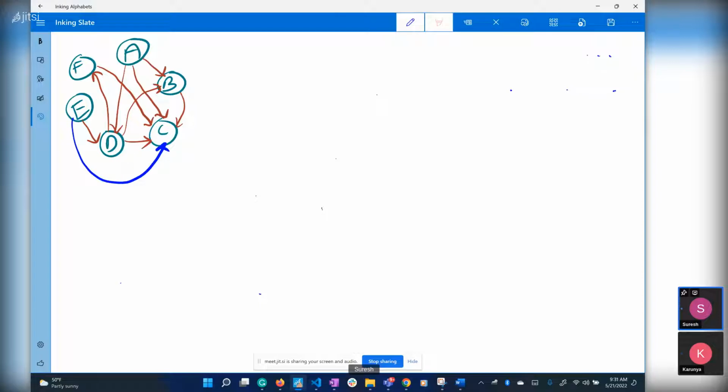Now C is the celebrity, right? So again it will pass C. Now there is no more node in the graph to process, so my celebrity is C. That's how I came up with this answer.